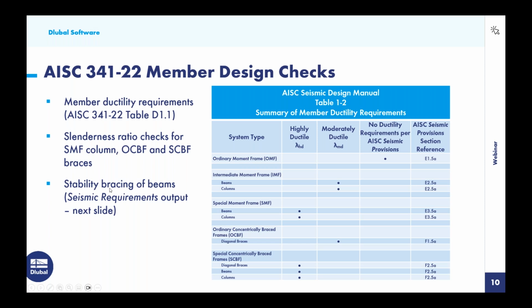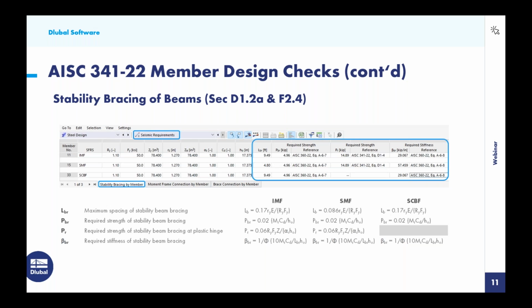And finally, we have the stability bracing of the beam. So this is output in the program under the seismic requirements. And we'll see this in just a minute when we go back into RFEM to take a look at the results. But ultimately what we're going to see in table format is the seismic requirements listed, including the stability bracing by the member. So for each one of these beams, what we're going to check here is the maximum spacing of the stability beam bracing.